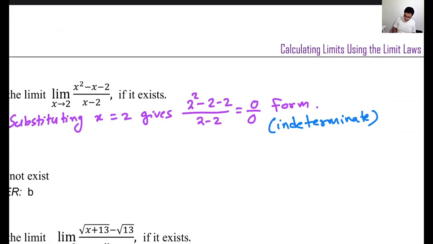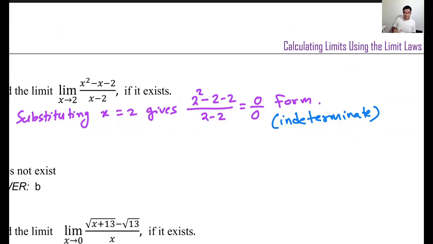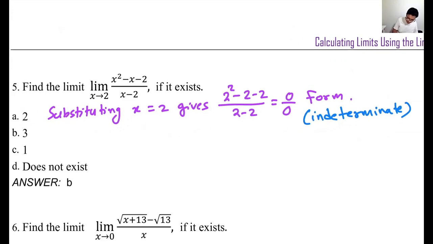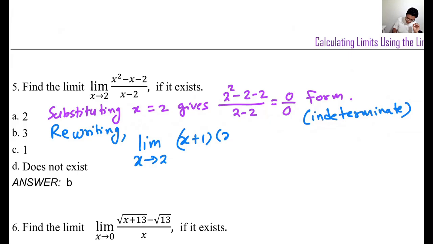Okay. So what we must do? We must try to rewrite it. Okay. So the next step would be rewriting. Now you rewrite. And how would you rewrite? Limit as x approaches 2 of that function will be x plus 1 times x minus 2. Now that is factoring. Okay.